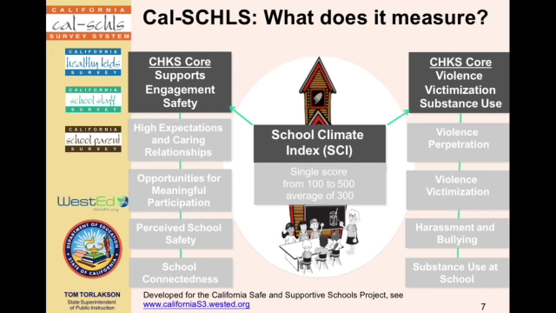So what does it measure? Look in the center of the screen, you're going to see the School Climate Index. So every school gets this SCI, School Climate Index score. It goes from 100 to 500, and the average is 300.